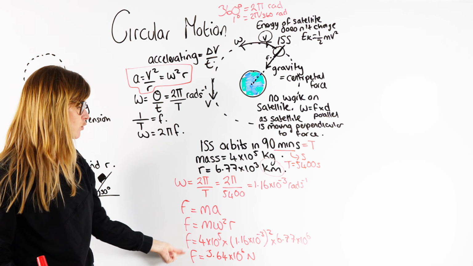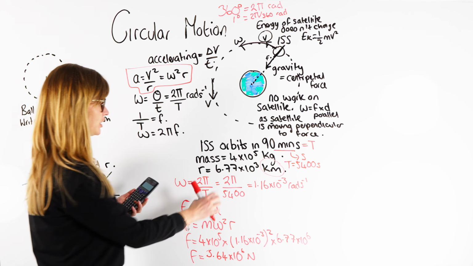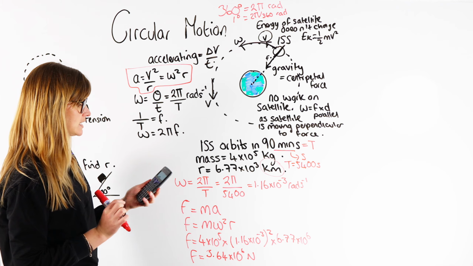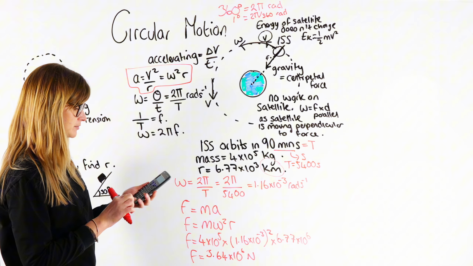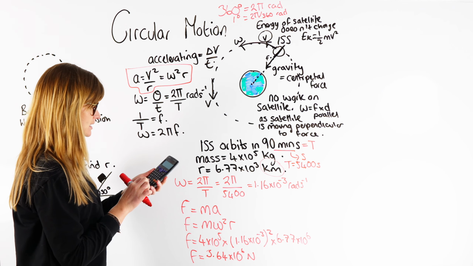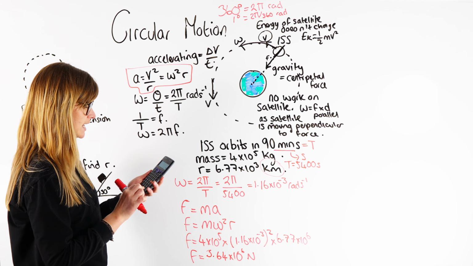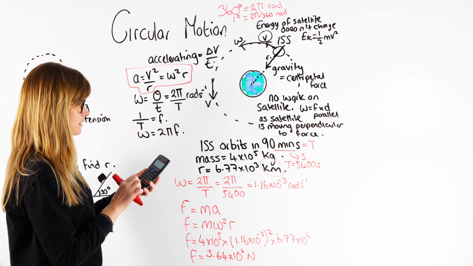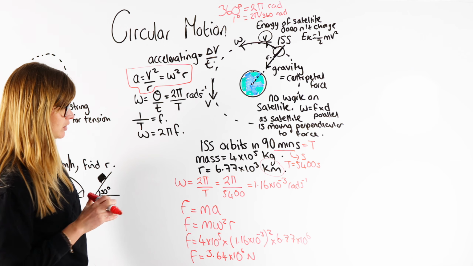So what we actually calculated was the force of gravity on our International Space Station. Again, just always double check your math. What we did earlier was 2 times pi divided by 5,400 to get 1.16 times 10 to the negative 3 radians per second. Then we took that number squared, multiplied by our radius, which was 6.77 times 10 to the power of 3, multiplied by 1,000 to get it into meters. We also multiplied by the mass, which it told us was 4 times 10 to the power of 5, and we get 3.64 times 10 to the power of 6 newtons.